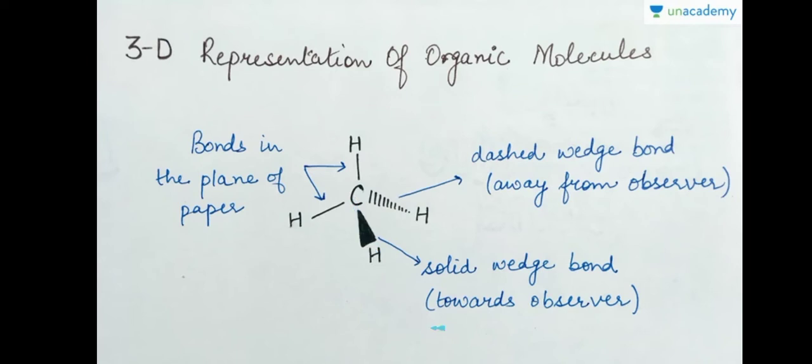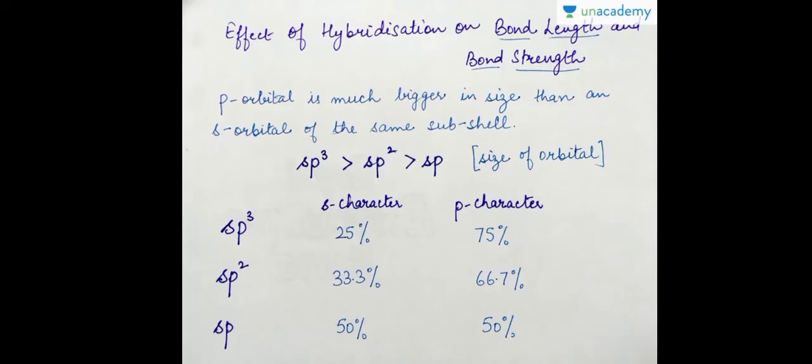All these bonds are just simple covalent bonds, and each of these is made from 2 electrons. The only difference is that we are just showing in which direction these atoms are present. Now next we have the effect of hybridization on the bond length and bond strength. So we'll see here which type of hybridization forms a stronger bond: sp3, sp2 or sp hybridized orbitals.